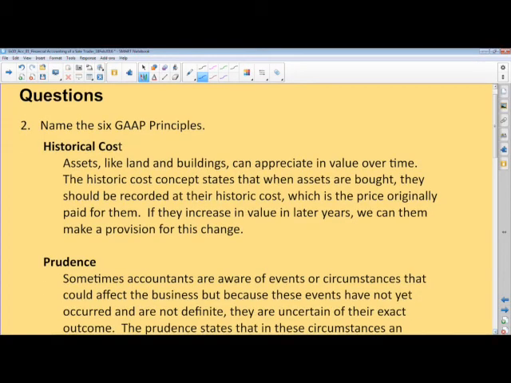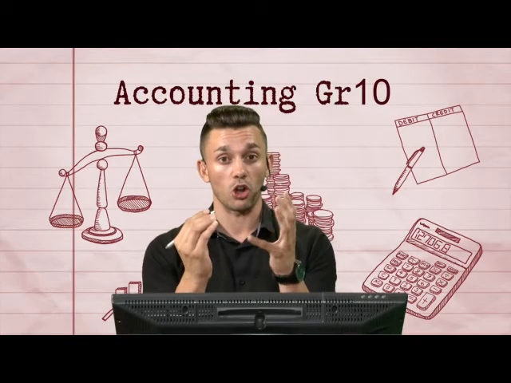The very first one, historical cost. So let's read it quickly. Assets like land and buildings can appreciate in value over time. The historical cost concept states that when assets are bought, they should be recorded at their historical cost, which is the price originally paid for them. If they increase in value in later years, we can then make a provision for this change. But this won't happen in Gr10, guys. So again, historical cost.